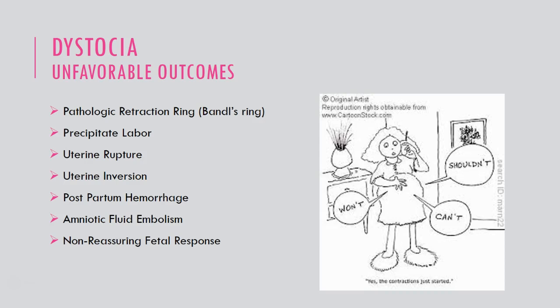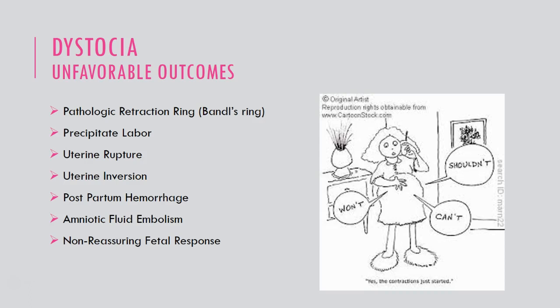There are some unfavorable outcomes related to dystocia. So the pathologic retraction ring or Bandl's ring that we talked about in the earlier lecture can occur. And again, that is just a constriction ring that happens between the upper and the lower uterine segment due to dystocia, and it will sort of trap the baby in there.